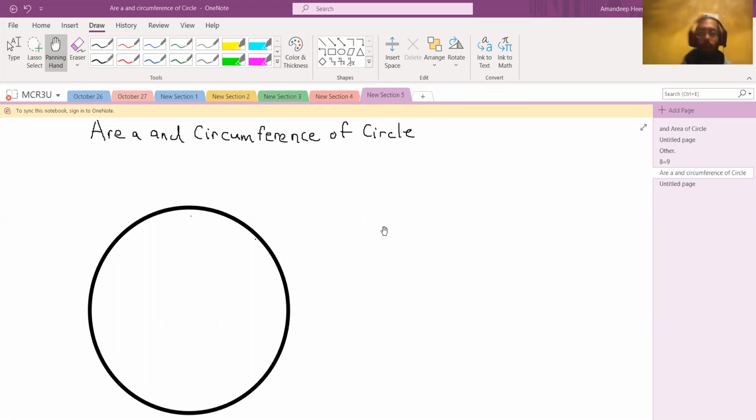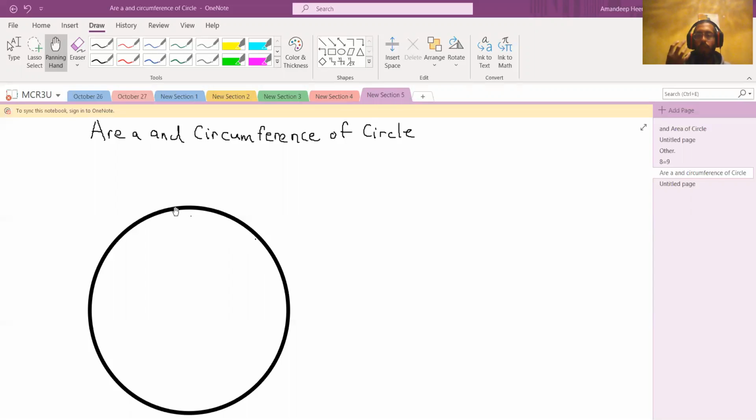And in this video, I'm going to talk about how to find the area and circumference of a circle. Now, before I define them, you want to know what is a circle. Well, a circle is this image right here. This right here is called a circle. So that's what it is, okay?